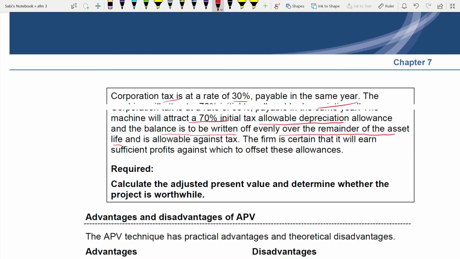That means it's like a straight line. 70% initially, after that it will be equal for the other 2 years. The firm is certain that it will earn sufficient profit against which to offset this allowances. So now you have to calculate your adjusted present value and determine whether the project is worthwhile or not. Even in your actual exam, this is how a question will come. This is like an actual exam, only you take the scenario.